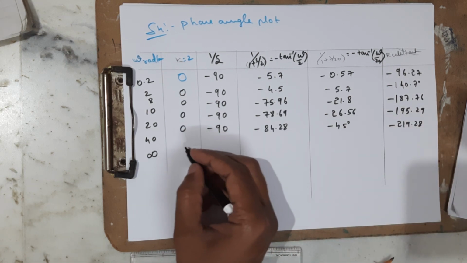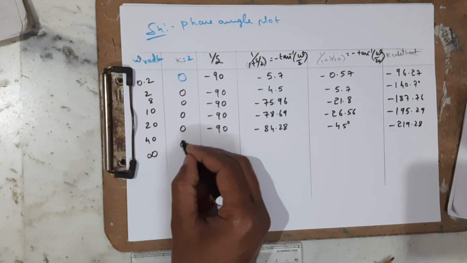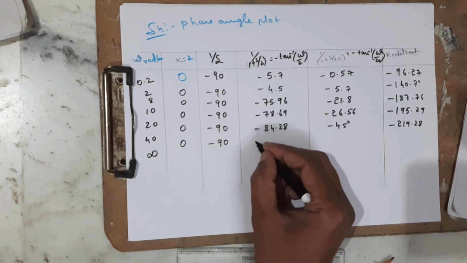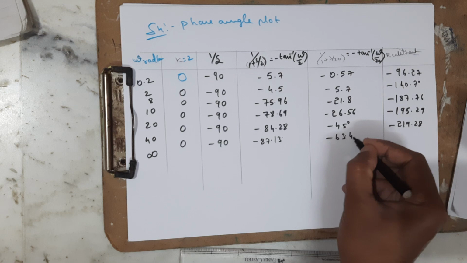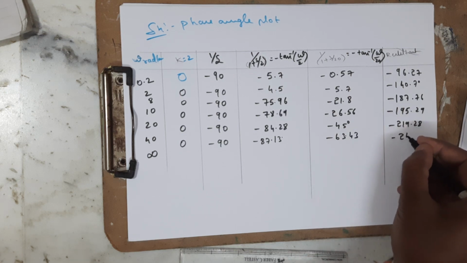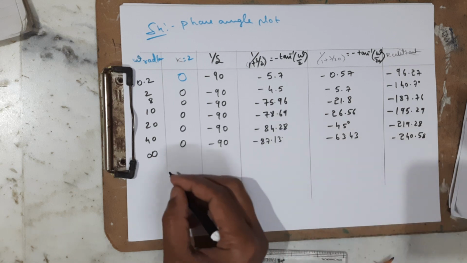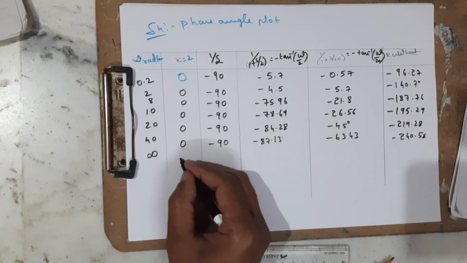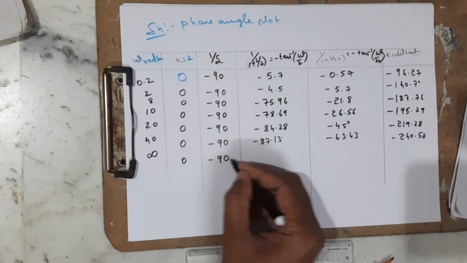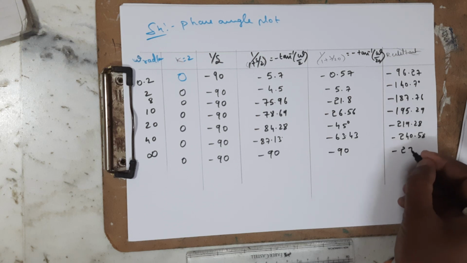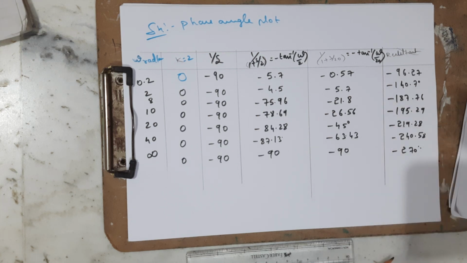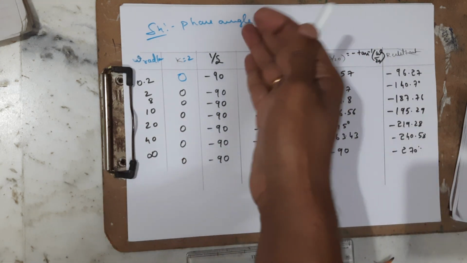When omega is equal to 40, this is 0, minus 90, minus 87.13, minus 63.43. This we got as minus 240.58. When it is infinity, this will be 0, minus 90, minus 90, minus 90, equal to minus 270 degrees. So this is how first we prepare the table. That means what are the contributions of various factors to the phase angle plot.